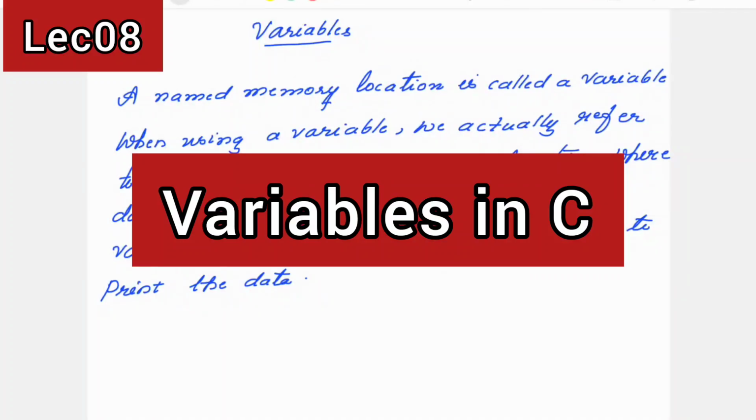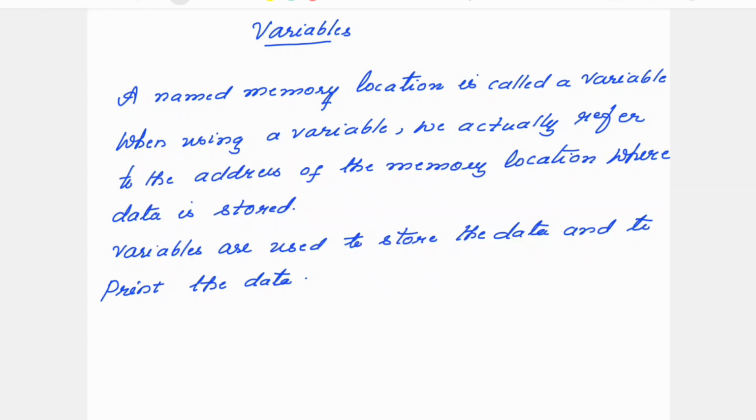Viewers, welcome to this video lecture series on C programming. Today's topic of discussion is on variables. How do you define a variable? A named memory location is called a variable.